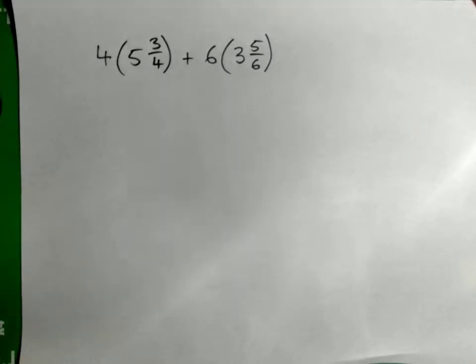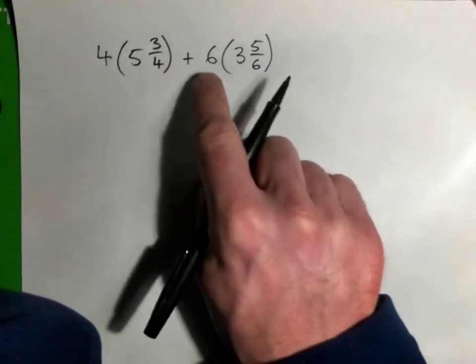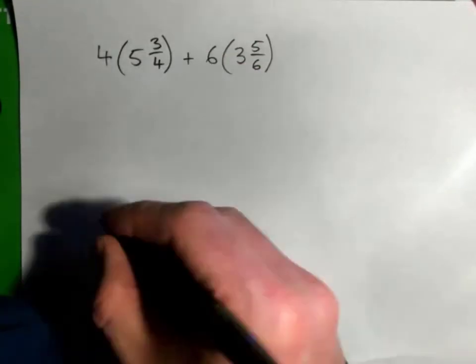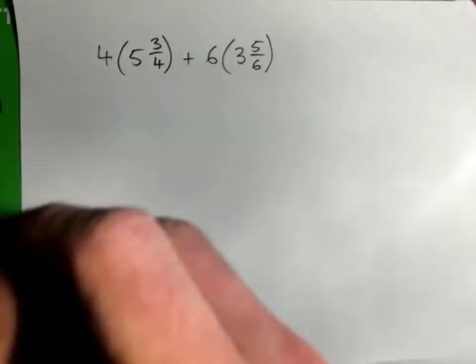Yeah, all right. So we've got 4 times 5 3/4 plus 6 times 3 5/6. So let's everybody try the first step. What do you want to try first?